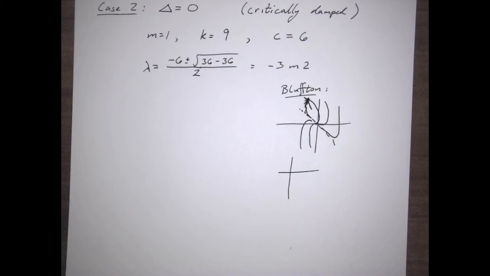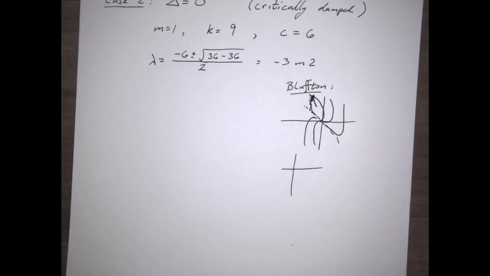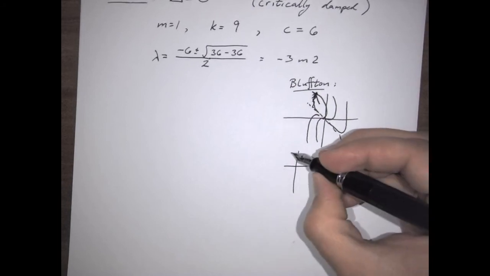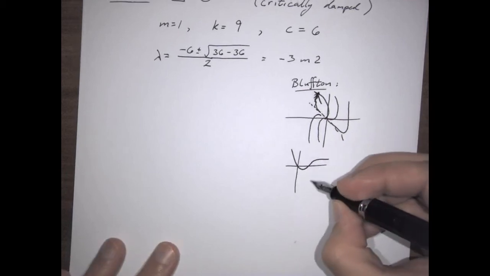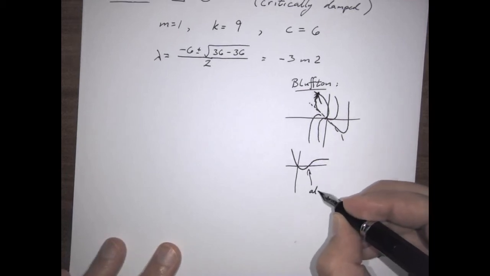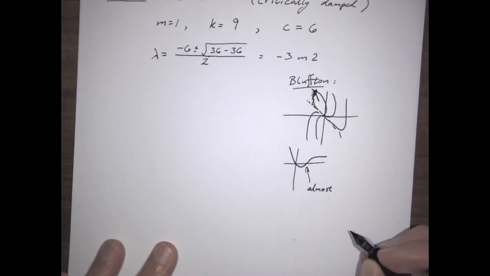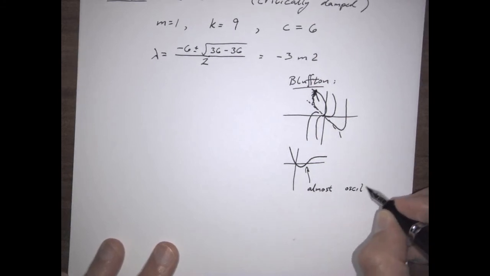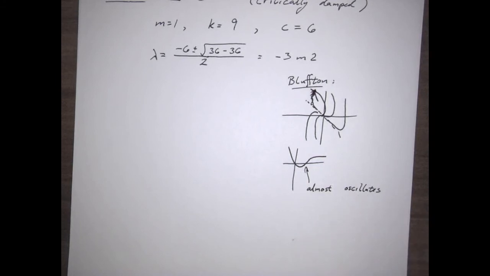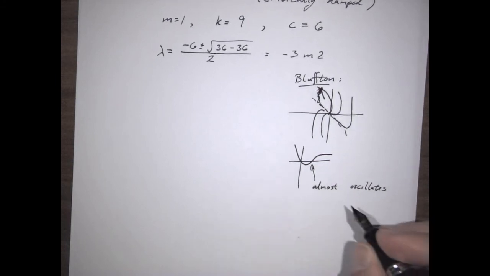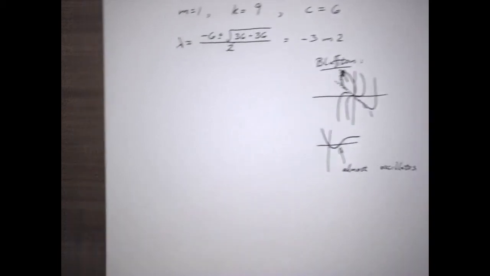And then for the time plot here, we had a slightly different behavior in that it wiggled ever so slightly. So let me see here. So it went, so it almost oscillates. Okay, so this one almost oscillates.